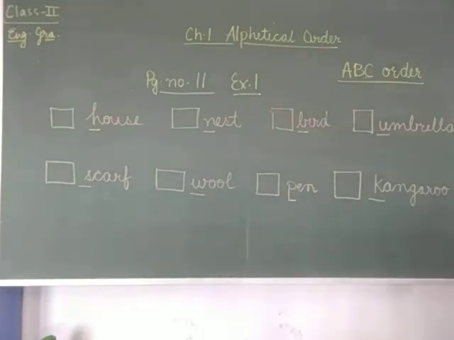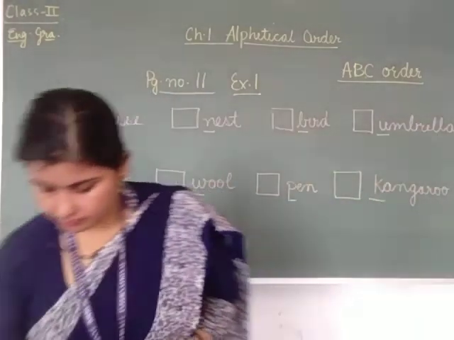Now in the third step, I will start saying ABC, and when I get the letter, I will stop there and I will put the number. Okay. So I have to go for H, N, B, U, S, W, P, K. Okay. Now I am ready with my chalk.